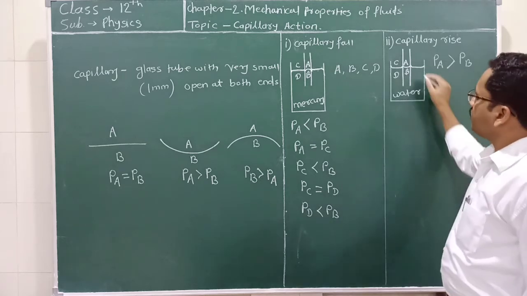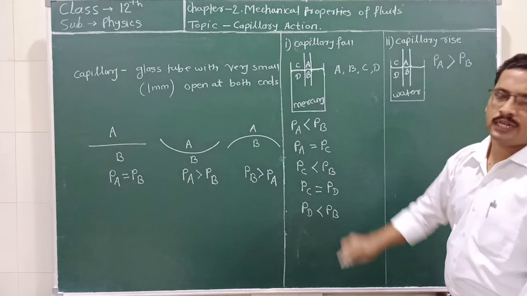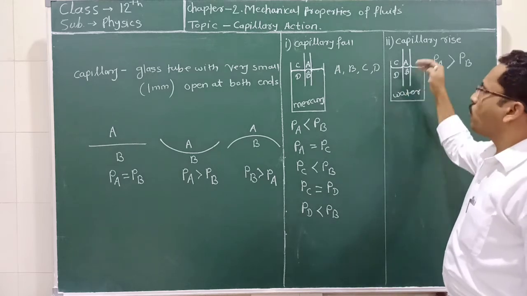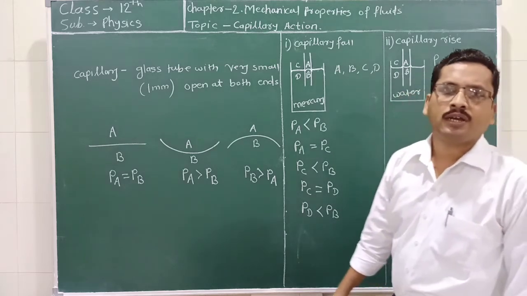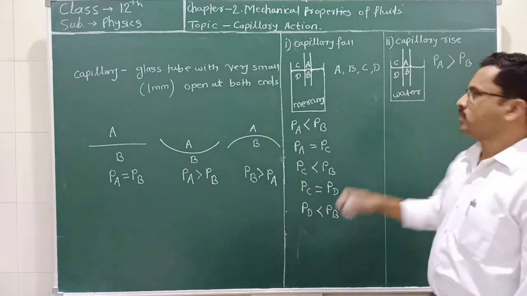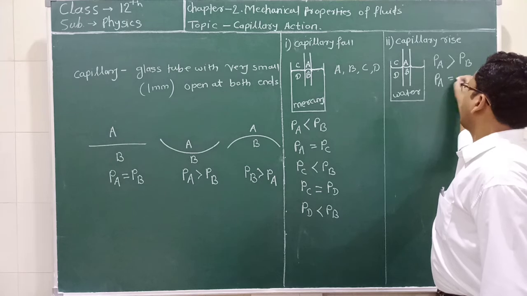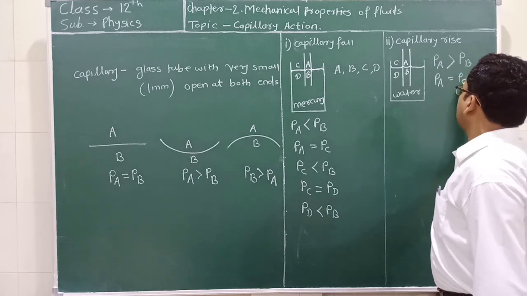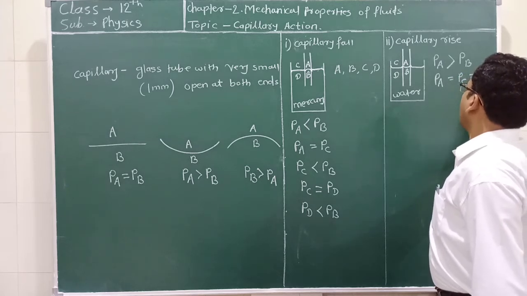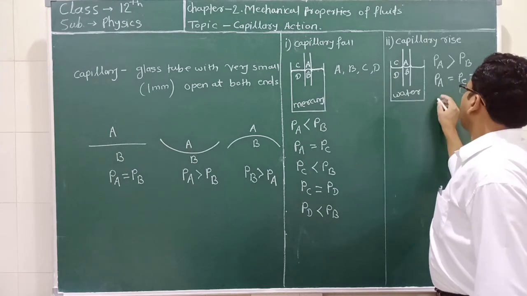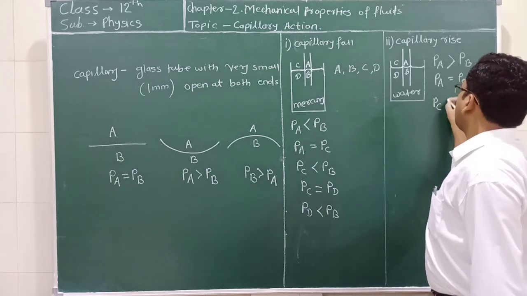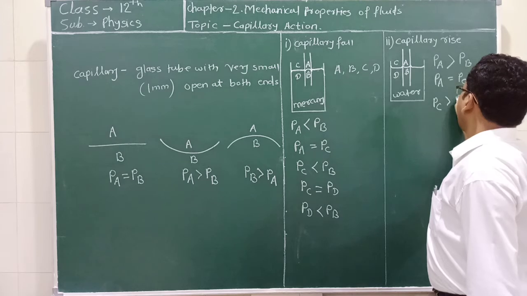Now these two points, point A and point C, are open to the atmospheric pressure, which will be equal. So we can write that the pressure at point A is equal to the pressure at point C, which is nothing but the atmospheric pressure. So we can write that PC is greater than PB.